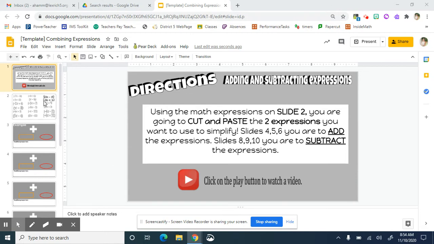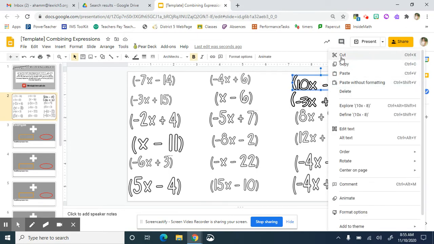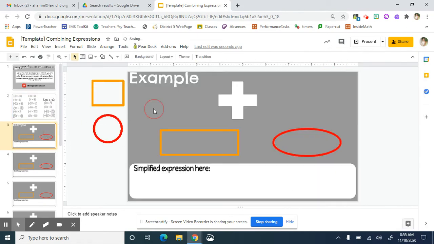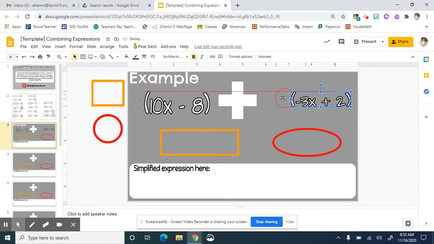So I'm going to go to slide 2. You can do Control X, which will cut, or you can right click and cut and paste. And then I'm just going to bring it over here, make it a little bit bigger. You don't have to. So it's Control X, Control V, whichever one you want to use.